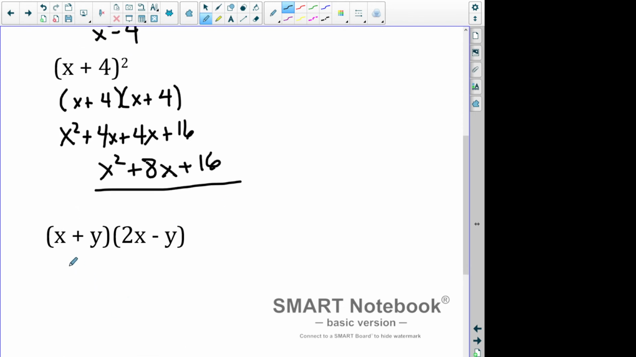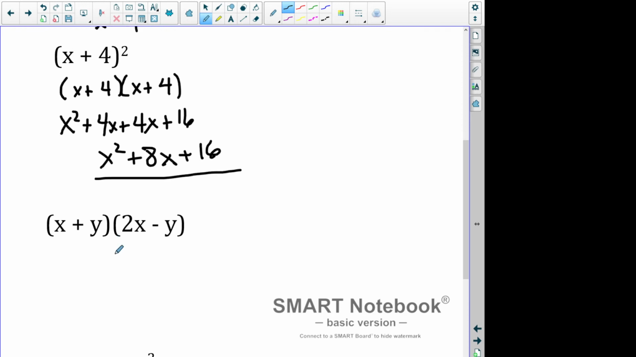One more example here. Here's an example that has two variables in it. Don't get freaked out by this. We're going to do exactly the same as we always do, and just see what we get. So here we have x times 2x. That just gives me 2x squared. Multiply the numbers, add the exponents. And then I have x times negative y, so that's just negative xy.